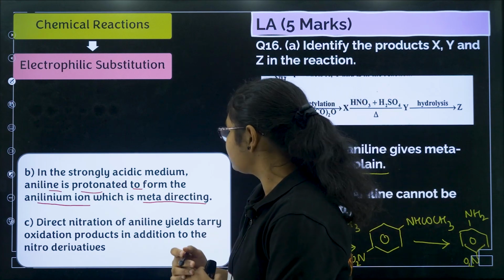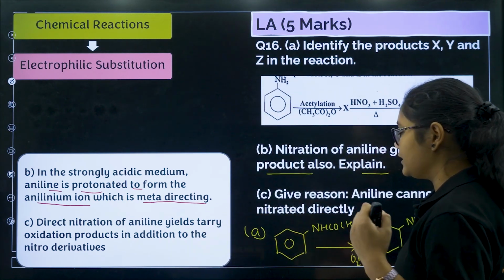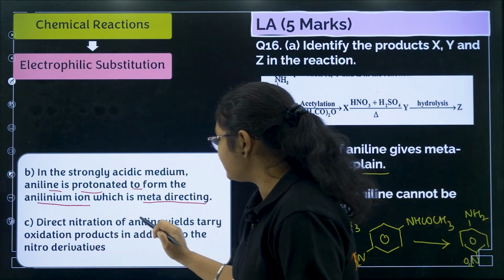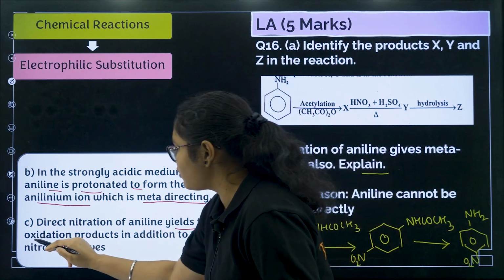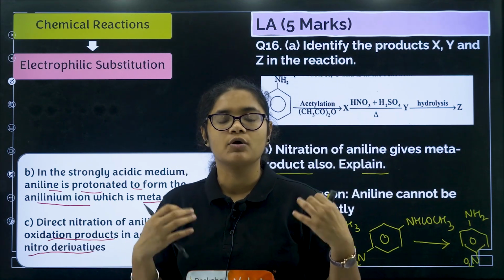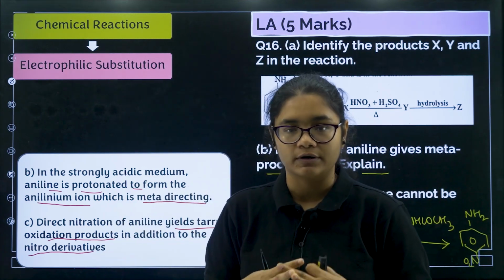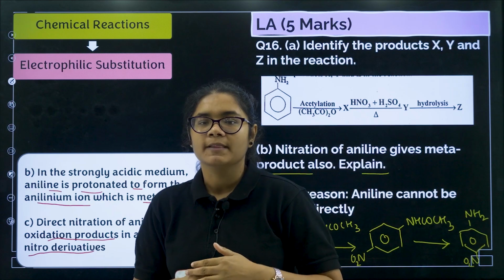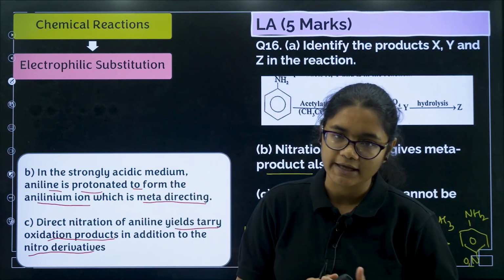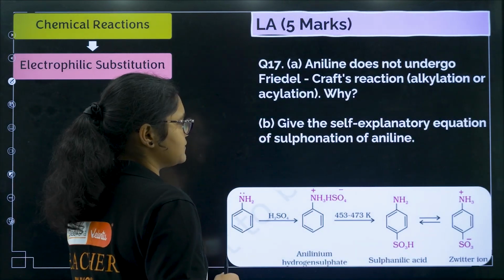Okay. Next, question number C. Give reason: aniline cannot be nitrated directly. You cannot directly nitrate aniline. What is the reason for that? Direct nitration of aniline gives tarry oxidation products in addition to the nitro derivative. Because nitric acid is a very strong oxidizing agent, you get some extra oxidized products also, which are not required. So that is why it is not very wise to do nitration directly on aniline. Clear?